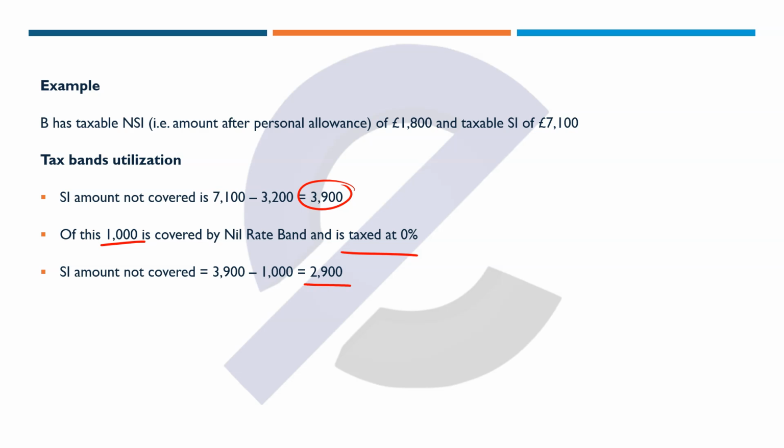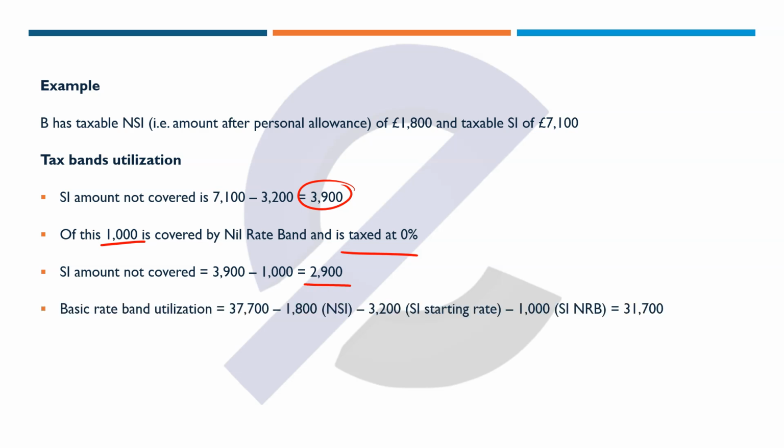But in order to fully understand the interplay between the tax bands and the nil rate band, let's carry out a quick working to see how the basic rate band has been utilized. First and foremost, £1,800 of non-savings income was put in the basic rate band, then £3,200 of savings income, and then we also consider the £1,000 of savings income that was covered by the nil rate band. Now, even though the tax rate applicable on this is zero, we will still consider it to be utilizing the basic rate band. At the end, we still have £31,700 capacity in the basic rate band unutilized. But the income of individual B that requires taxing is only £2,900. And that is why it is treated as falling in the basic rate band and being taxed at 20%.